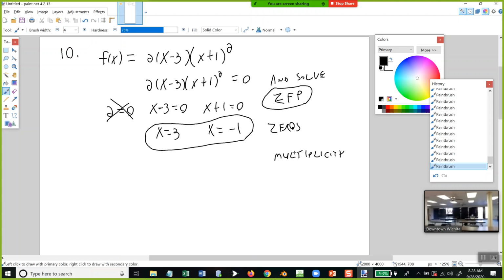Multiplicity refers to how many do you have. Now, your power will tell you that. For our x plus 1 that we solved, it had the second power, which means my multiplicity of the -1 is 2. The x minus 3, if I were to put a power on it, would be the invisible 1. So it has a multiplicity of 1.